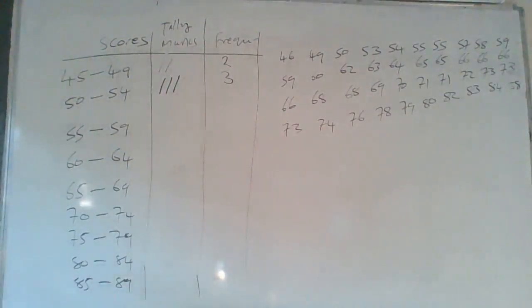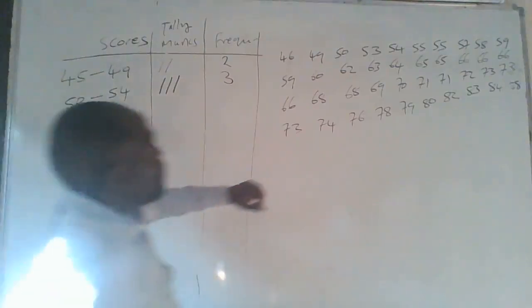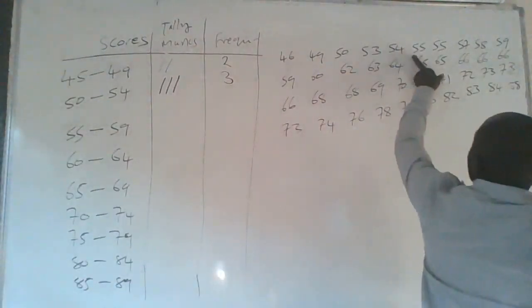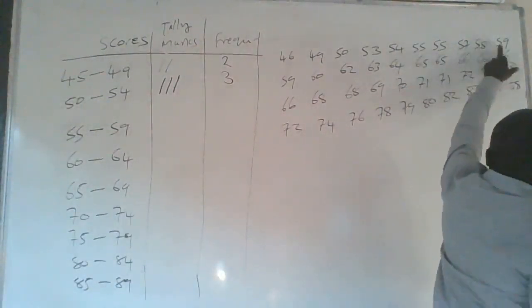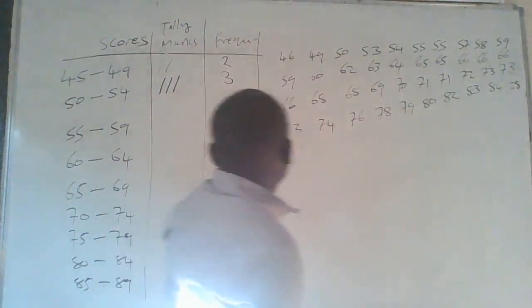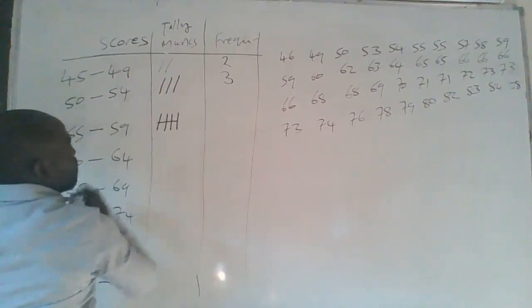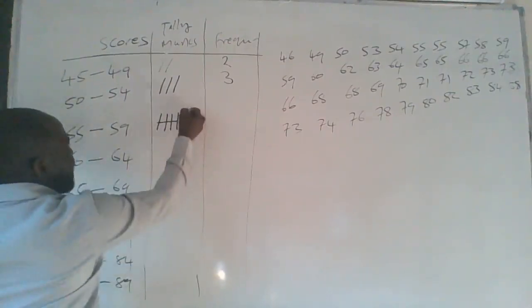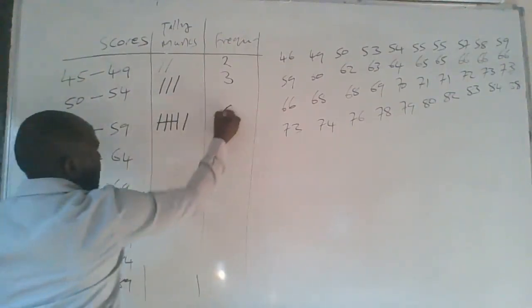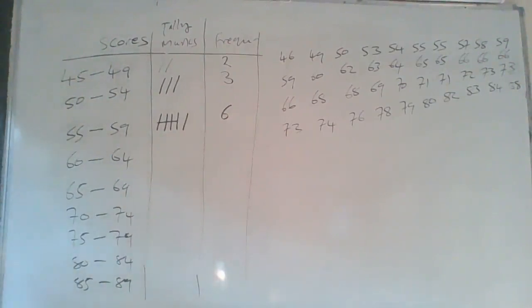We go to the next class, which is 55 to 59. So we go to 55 here, all the way to 59. We have 1, 2, 3, 4. Remember, we cancel here to mean 5. We cross, and then the 6th one. So our frequency will be 6.